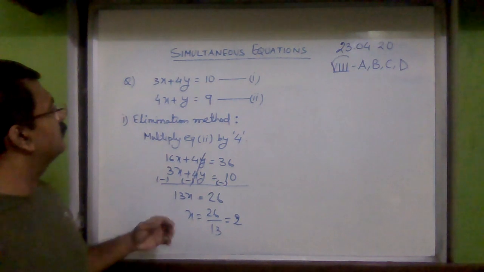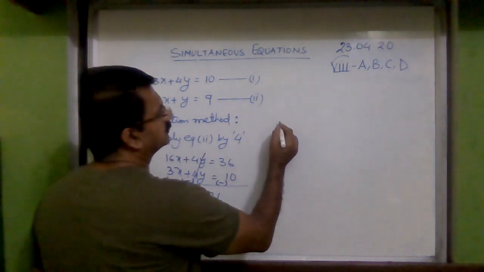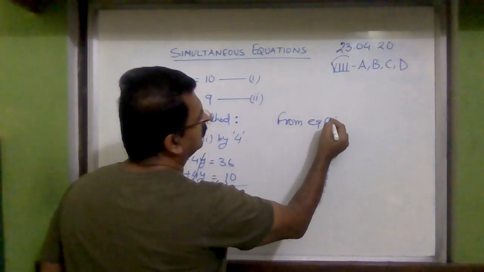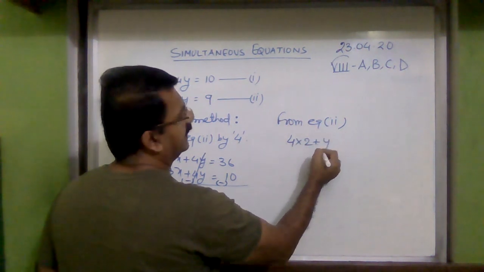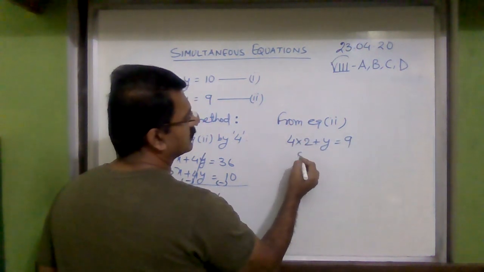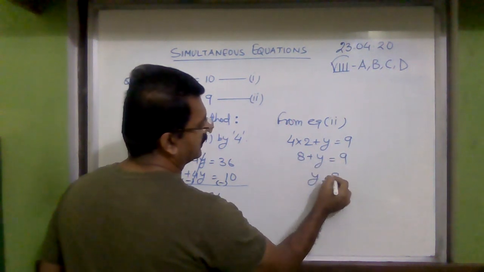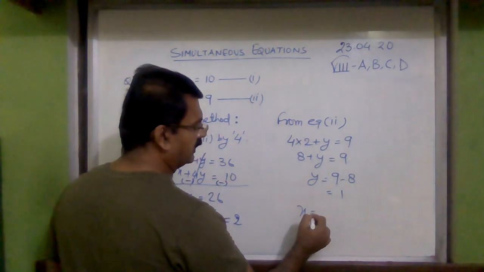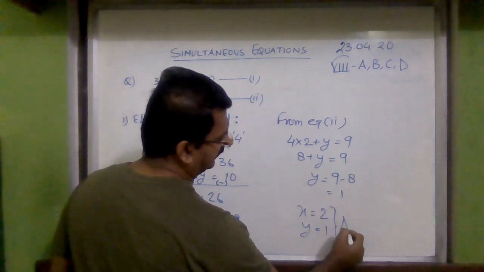So here I am going to put the value of x, say in equation 2. So from equation 2, 4 into 2 plus y is equal to 9. So 8 plus y is equal to 9. So y is equal to 9 minus 8, that is 1. So you can see we have found x is equal to 2 and y is equal to 1. And that is your answer.